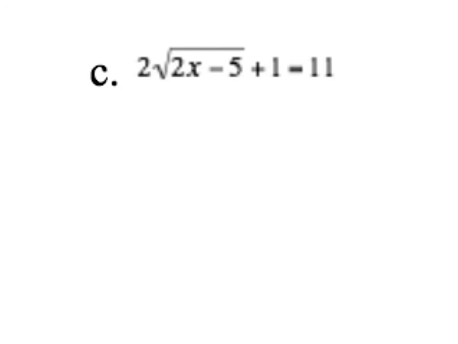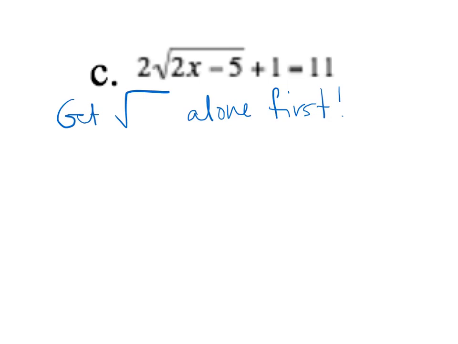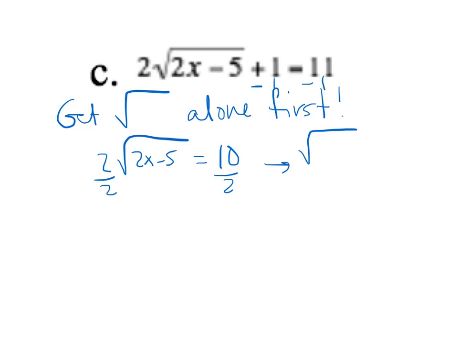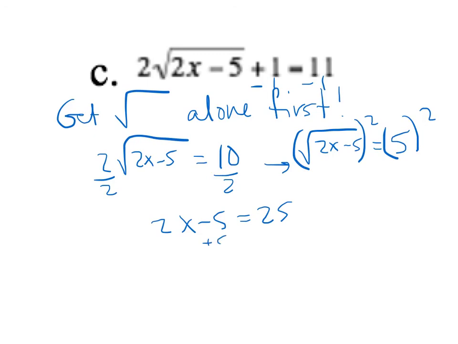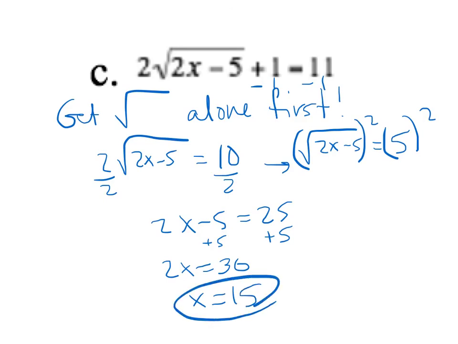This one's a little tricky. You want to get the square root alone first. So we're going to subtract 1, divide by 2, then square both sides. So we'll have 2x minus 5 equals 25. Add 5, divide by 2, and that's your answer.